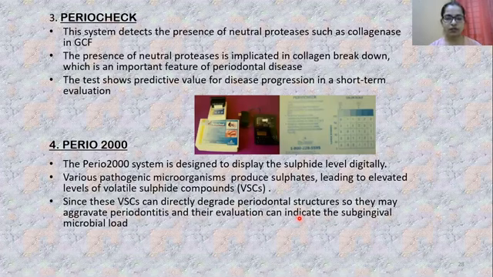Next is Perio 2000, which is designed to display the sulfide level digitally, and various pathogenic microorganisms produce sulfides, leading to elevated levels of volatile sulfide compounds. And since these volatile sulfide compounds can directly degrade periodontal structures, they may aggravate periodontitis, and also their evaluation can indicate the subgingival microbial load.